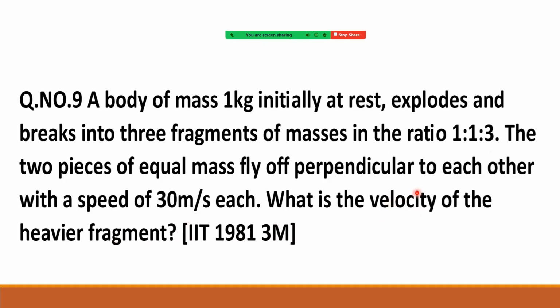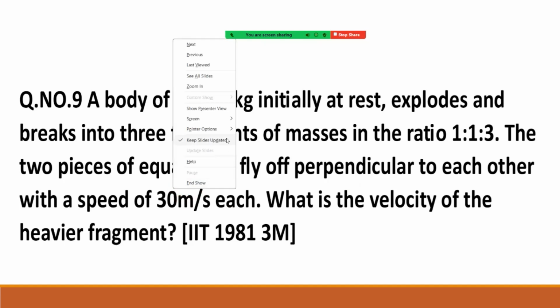So 1 is to 1 is to 3. Total mass 1 kg, initially at rest. It explodes. Explosion is because of internal forces, right? That means the center of mass remains at rest only. That is the key point we are going to use in this problem. Next, two pieces of equal mass fly off perpendicular to each other with a speed of 30. Let us see how we start the problem.